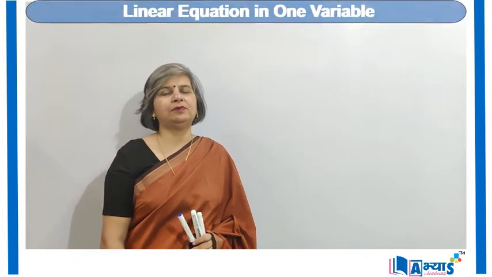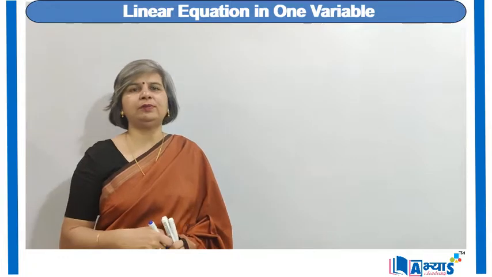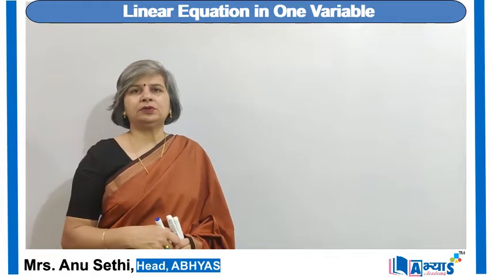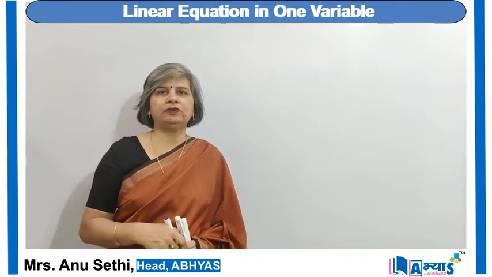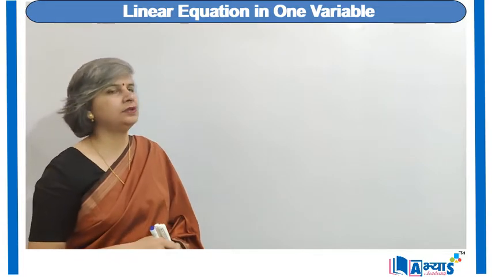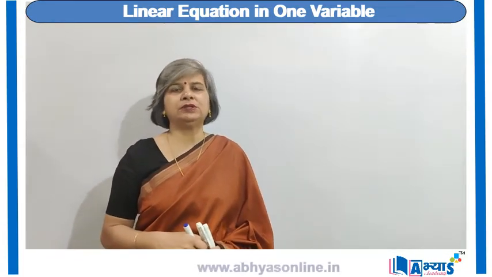Now let us discuss the concept of linear equation in one variable. An equation is a linear equation if it is of degree 1, that means all the terms are of degree 1 or less than 1. No term in the equation should be of degree more than 1, then it is said to be a linear equation. And if the linear equation has only one variable, it is said to be a linear equation in one variable.